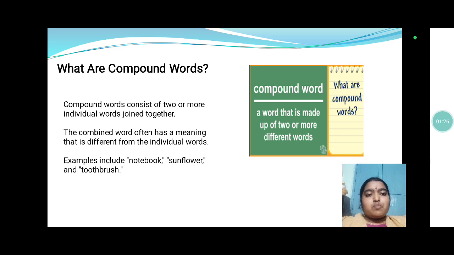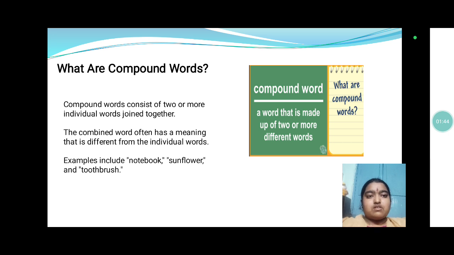So notebook is formed by two different words, note and book. Those two are combined to form the word notebook, which has a specific meaning. Sunflower is also the same, sun and flower. Toothbrush is the same.